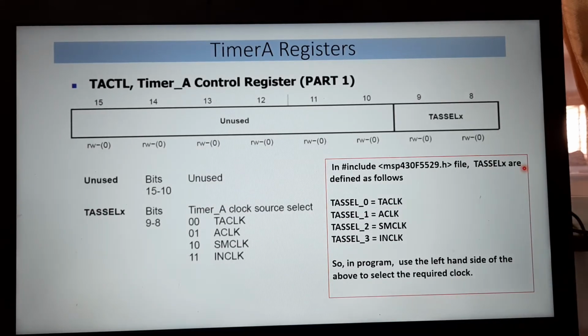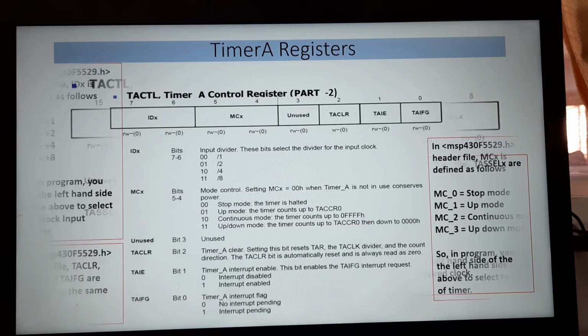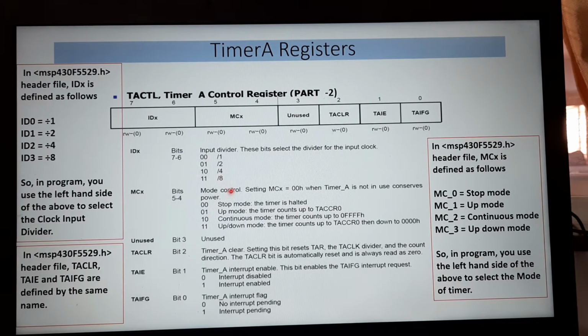So these are the resistors which I am supposed to use. I am going to use SMCLK, therefore in the program I have used TASSEL_2. I am going to divide the clock by 8, therefore I am using ID_3, and I am configuring the timer in up mode, that is mode 1.